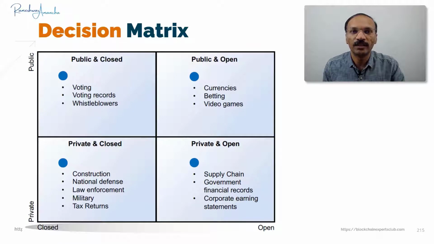In this section, we'll be learning about how you choose a particular blockchain type for your project, or what the decision metrics chart is for selecting a particular blockchain network. So here we define public and private on the y-axis and closed and open on the x-axis. Let's look at the first combination, which is private closed.